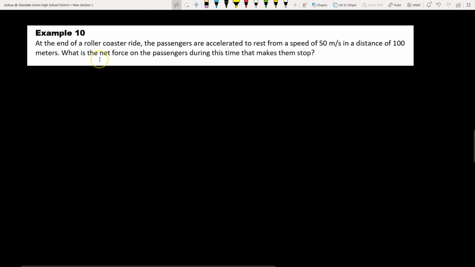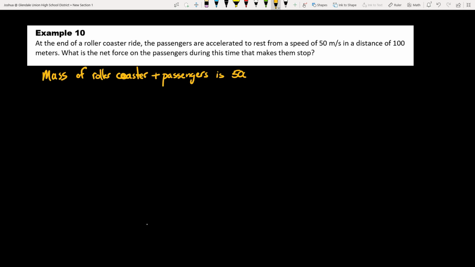All right, example 10. There is one additional piece of information you're going to need to write in for this problem. There is no mass included, and we need a mass. So important to know that we're going to say that the mass of the roller coaster and all the passengers in it is a total of 500 kilograms, right? So here we have the end of a roller coaster ride. Passengers are accelerated to rest, so they're slowed down to rest.